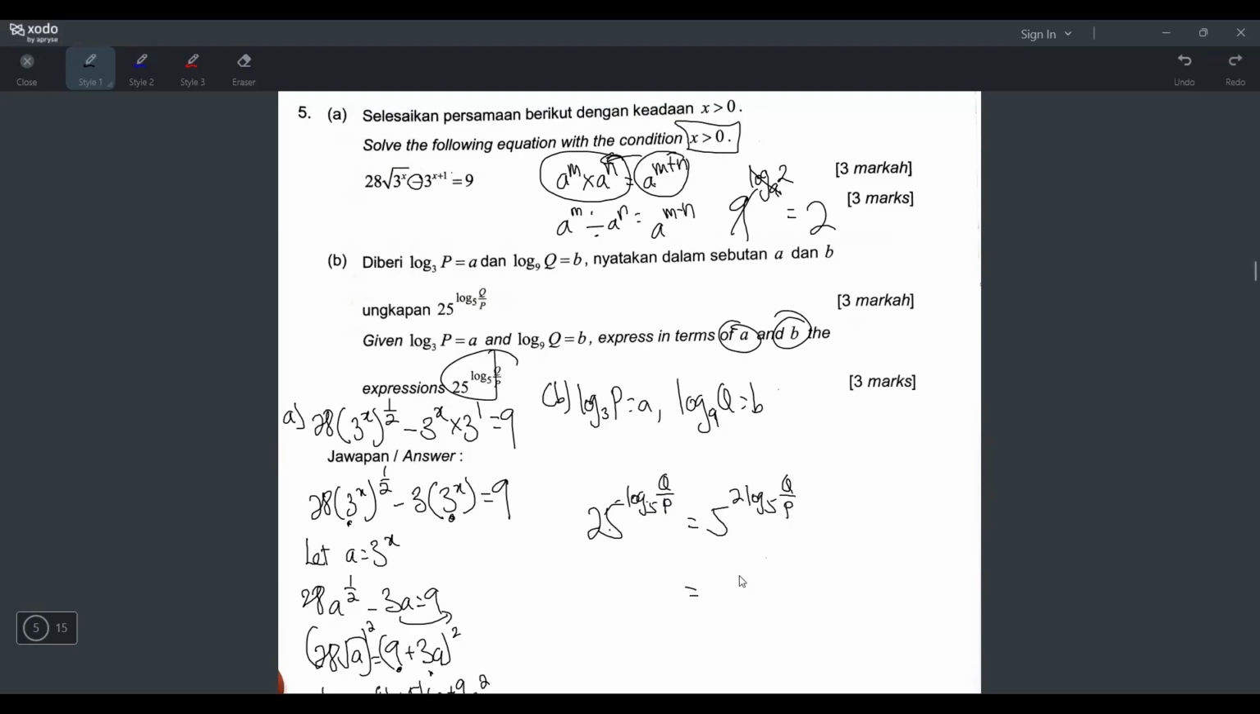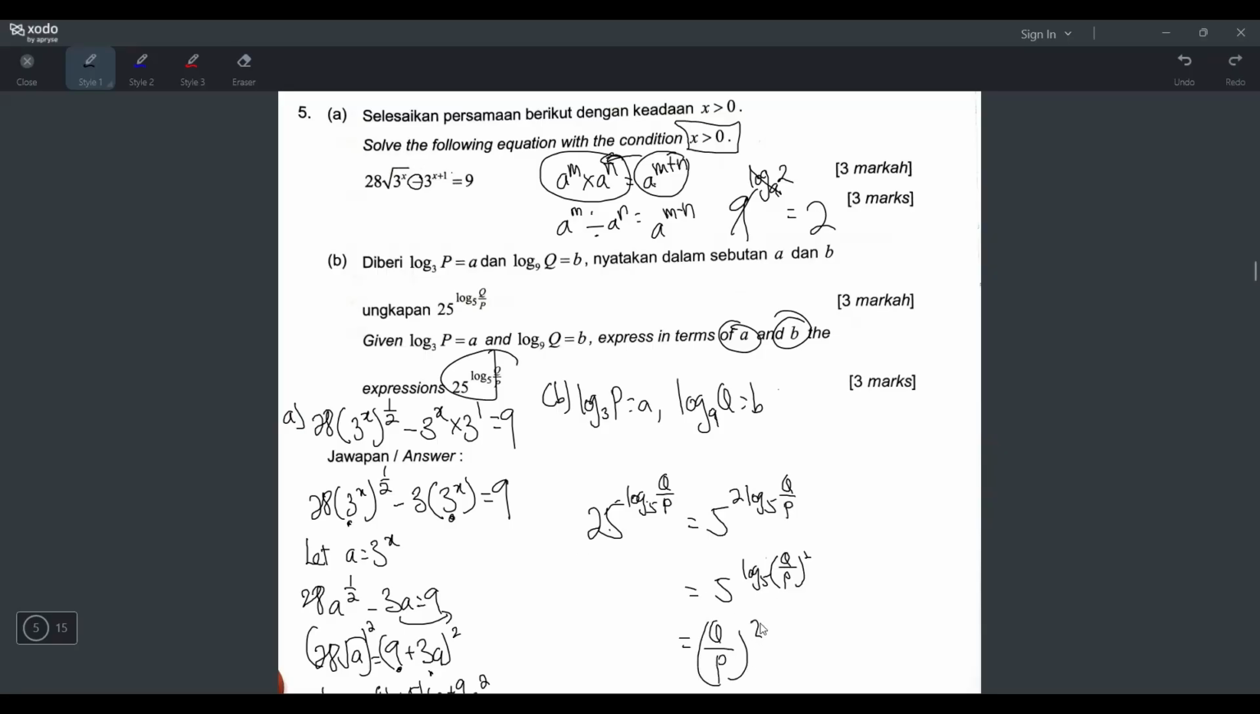And then the 2 can naik atas jadi kuasa, right? Because the number in front you can naik atas jadi power. So it becomes Q or P square, like this. And then this will be 5. And now you can see you can cut already, because your power has log, and the log base and this base are also the same. So cut, the answer will be Q or P square, right?